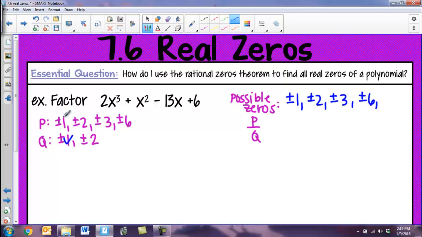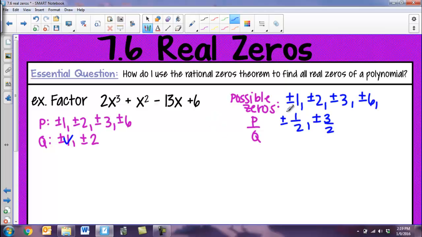And then I've used that one. Now I'm going to use a second set, so I'd have plus or minus 1/2, plus or minus 1, I already have it, plus or minus 3 over 2, and then plus or minus 6 over 2 is 3, I already have it. So these are all of the possible zeros that I could have for this function.